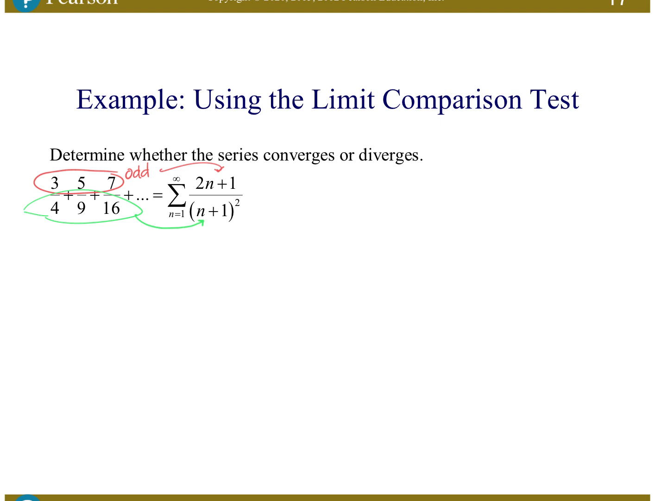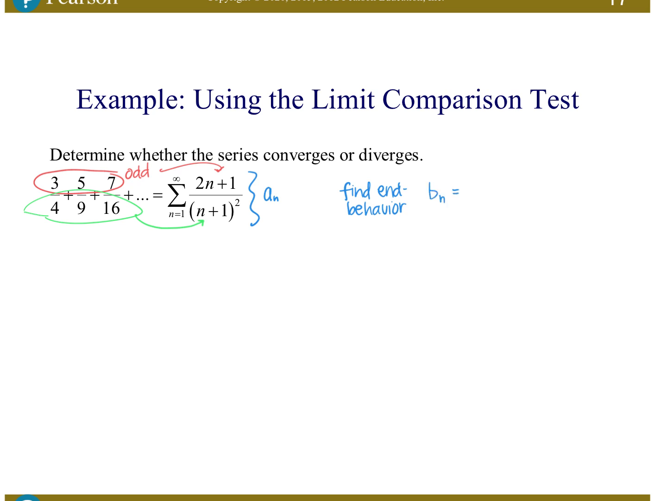All right, so now we're calling those fractions our a sub n. So this whole thing is our a sub n series. We want to know, will it diverge or will it converge? So we want to compare to its end behavior model. That's our first step. We want to find the end behavior model, and we're going to call that b sub n.